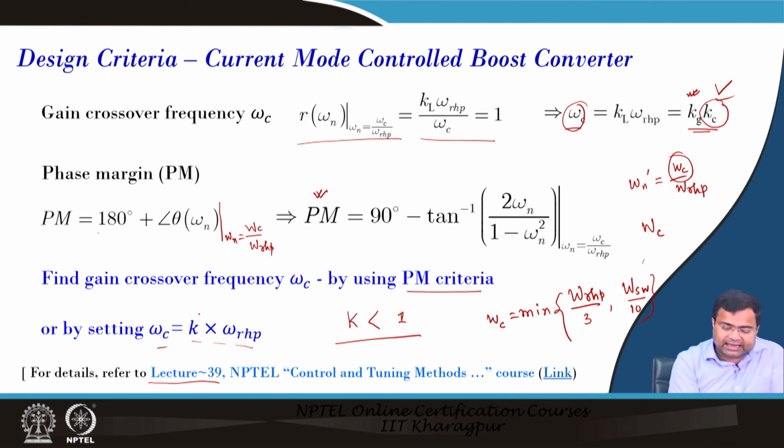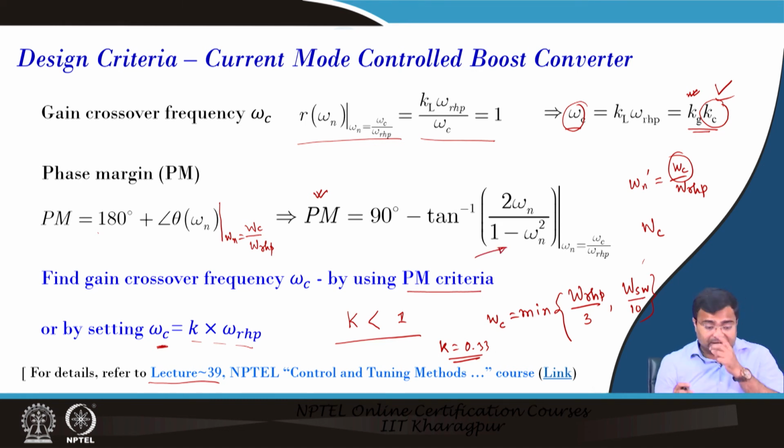So, if you set a k, let us say you can choose k as 0.33, then also you can find out the gain crossover frequency right from here, and you can compute the phase margin by directly plugging in here. Typically 1/3 is taken, where you will get nearly close to 60 degree phase margin.